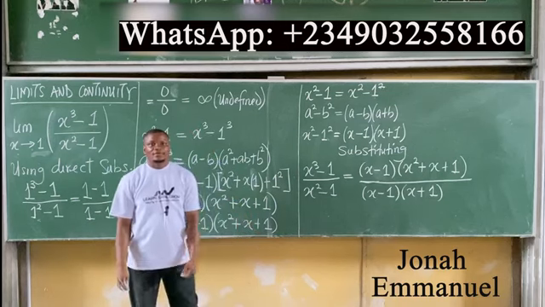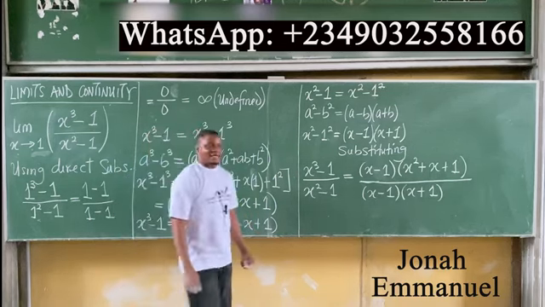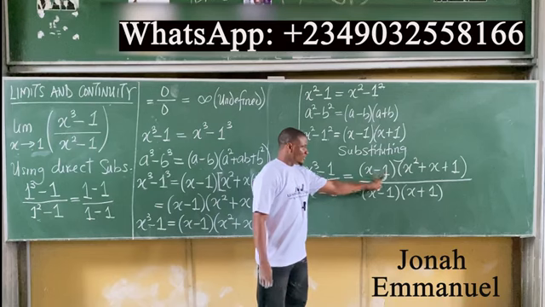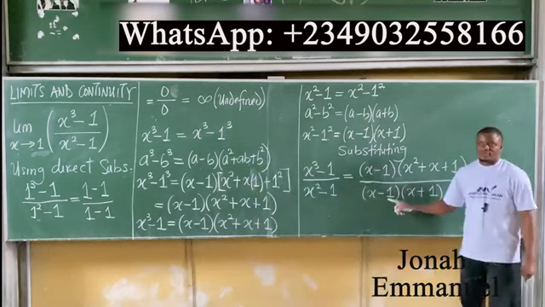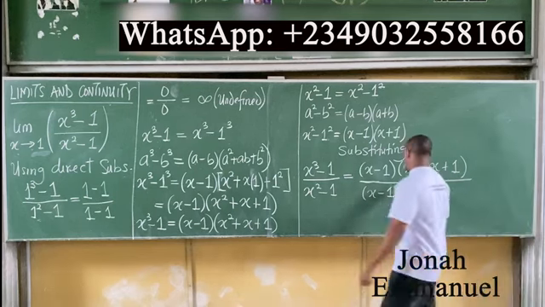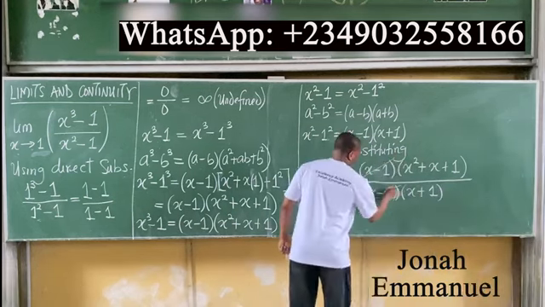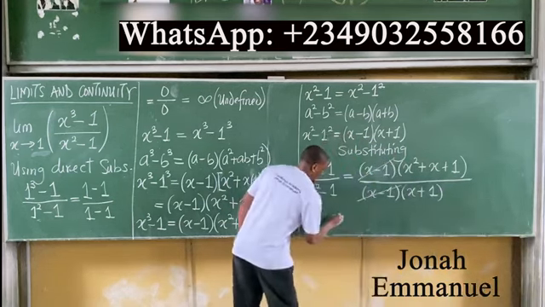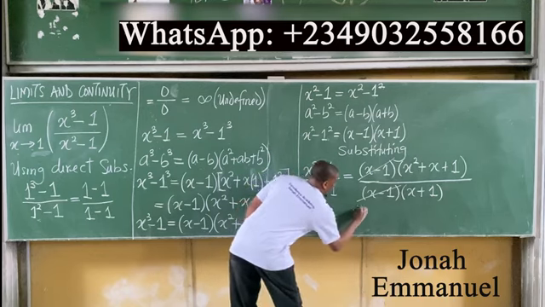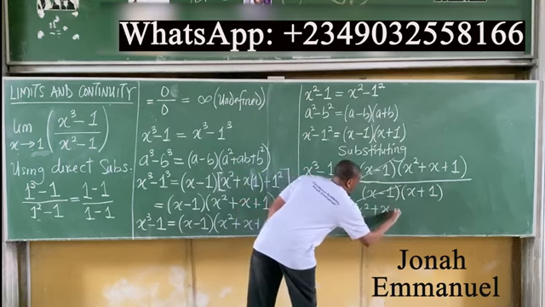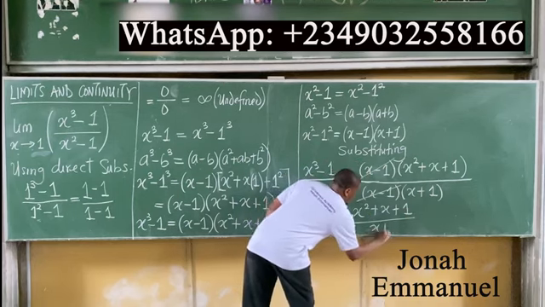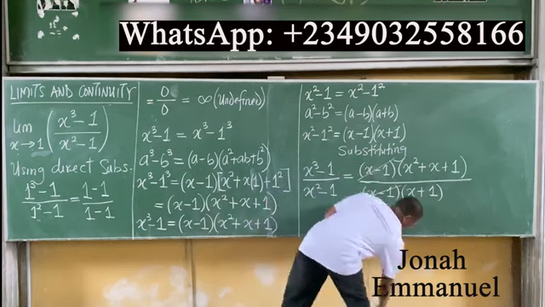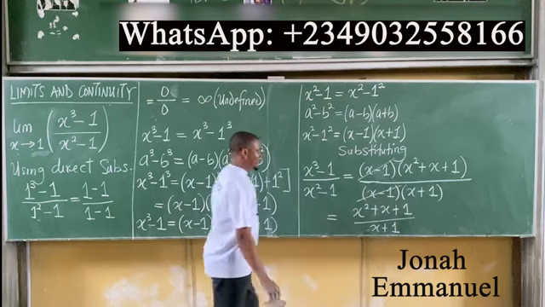Looking at this, I can see that I have x minus 1, x minus 1. Both of these terms here can cancel out. That means from here, this will cancel this. So what do I have there? X squared plus x plus 1 all over x plus 1. So I have this term here.